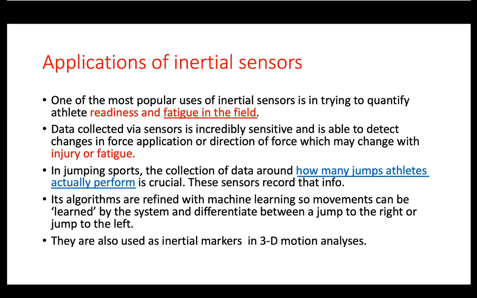And the last point is that they are also used as markers in 3D motion capture. I have told you earlier in the last lecture, one is active marker, one is passive markers, the third type is markerless, and the fourth is inertial markers. So using those markers we can also get the information in 3D motion capture. So this is the last application of these inertial sensors.